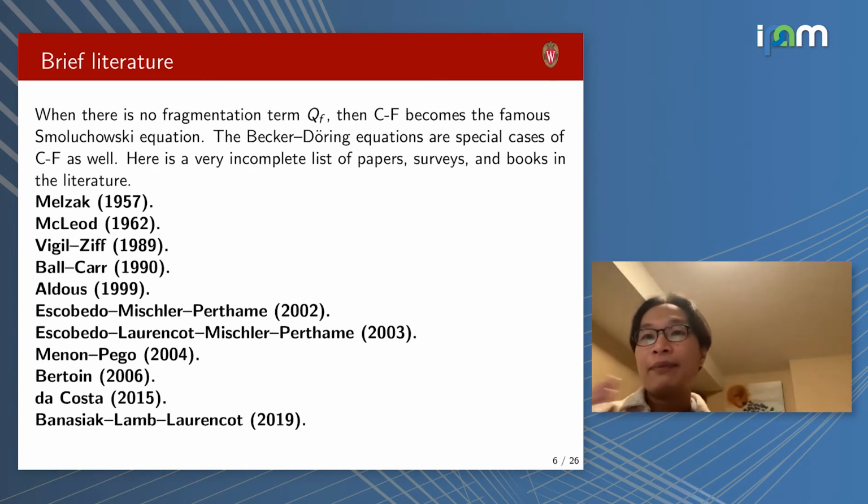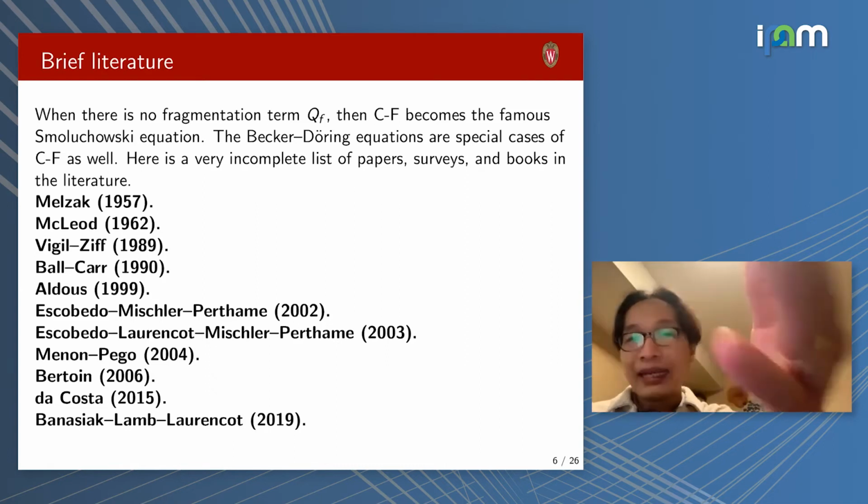But basically, if there is no fragmentation term, there's only coagulation, meaning that things are combining together to make things of a bigger size. Then this is essentially the Smoluchowski equation, which is very famous, written down about 100 years ago. A special case of the coagulation-fragmentation equation is the so-called Becker-Döring equations. That is the type of equation in a discrete sense where you only have clouds of size n being broken into n minus 1 and 1, and you can only combine clouds of size k with 1 to have a cloud of size k plus 1.